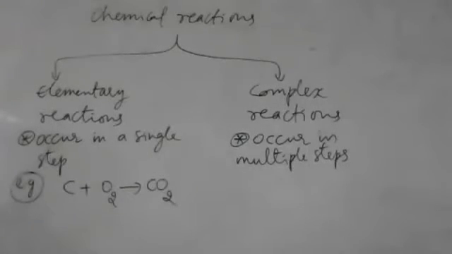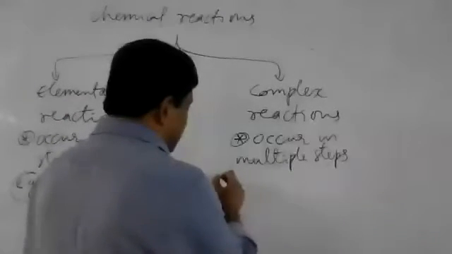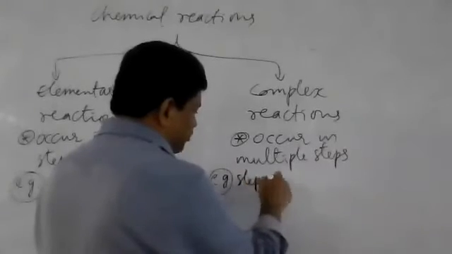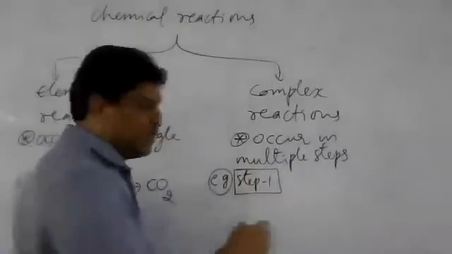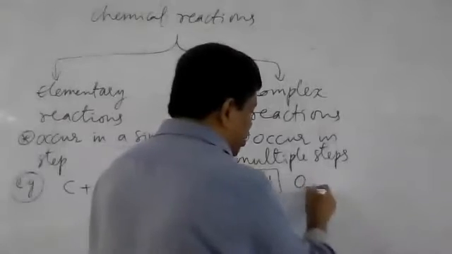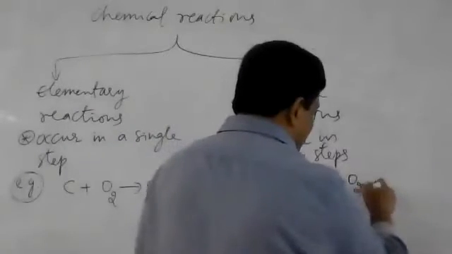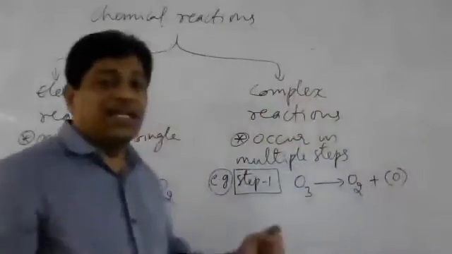Now, if you take a multiple step reaction, suppose you take the dissociation of ozone. O3 will dissociate into O2 and O. Suppose I am taking the example of a complex reaction. In step 1, ozone, the O3 molecule, dissociates into O2 and O. O is called here nascent oxygen.